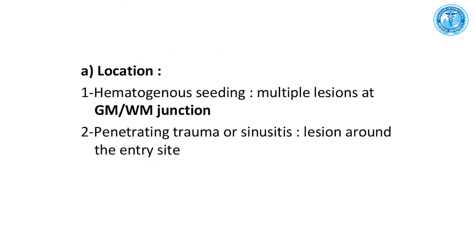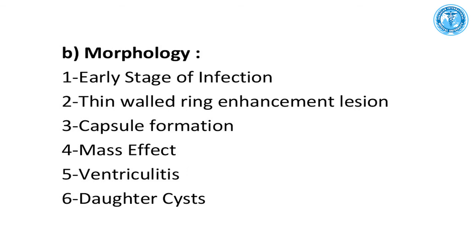Radiographic features: location. With hematogenous seeding, multiple lesions at the gray and white matter junction. With penetrating trauma or sinusitis, lesions are around the entry site. Morphology: early stage of infection, thin-walled ring enhancement lesion, capsule formation, mass effect, ventriculitis, and daughter cysts.